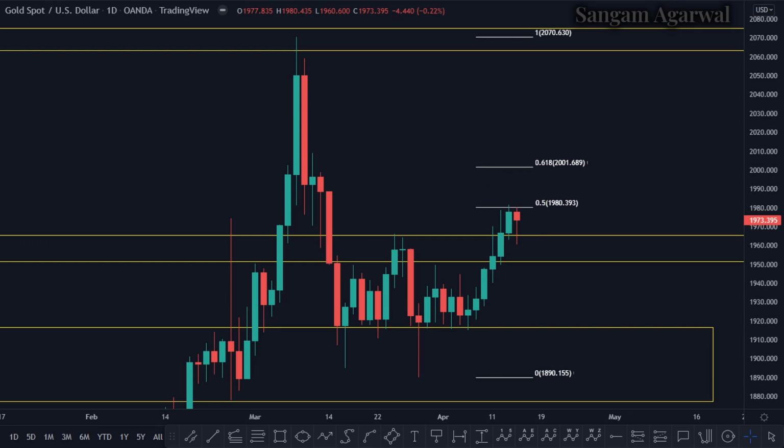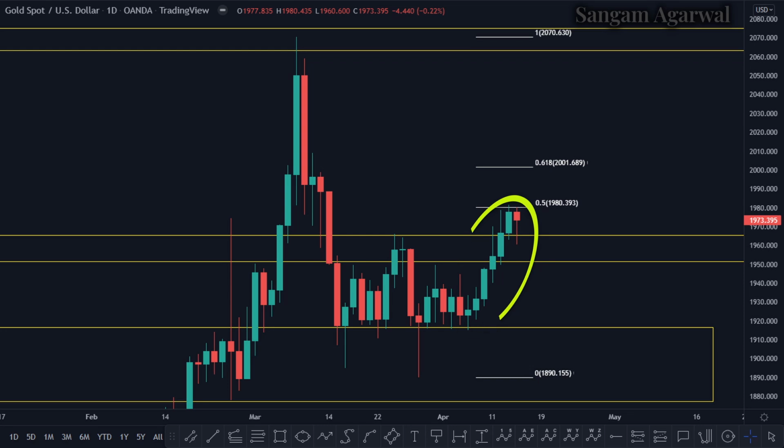It can directly test 2001, or it can make a retracement up to 1950, then make a higher high near 2000. But the strength of this bull trend is confirmed by this hammer and these multiple bullish candles.